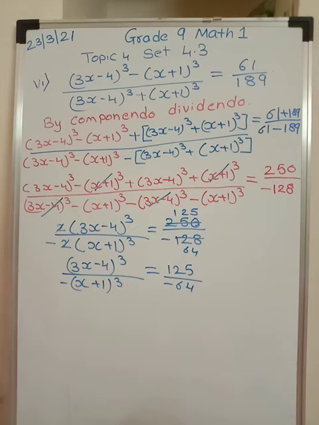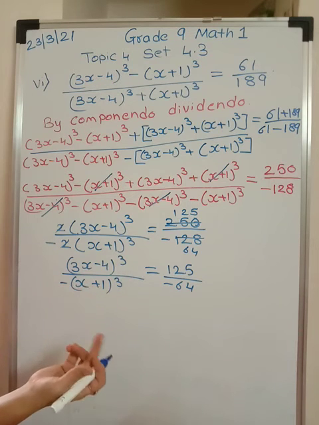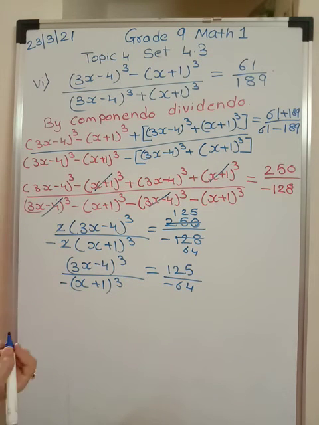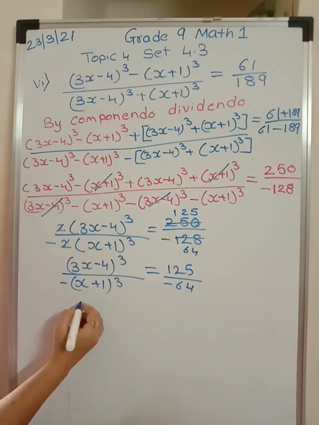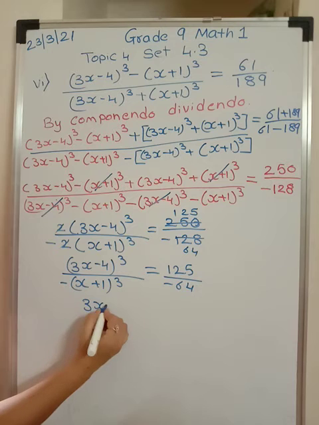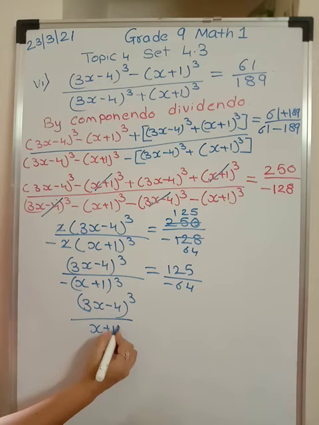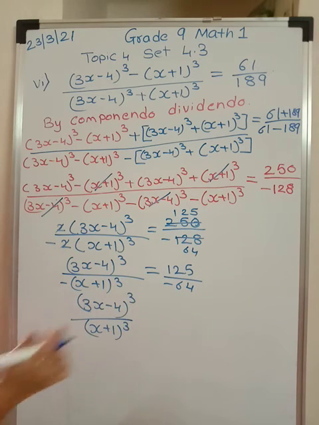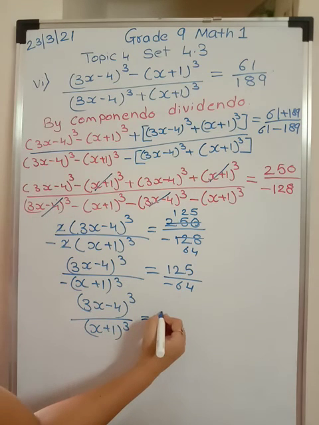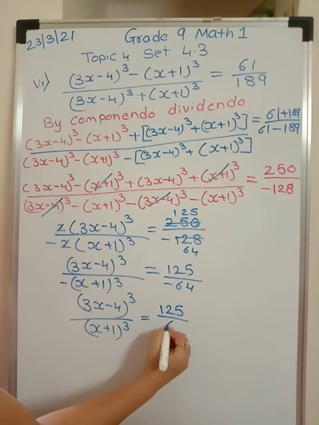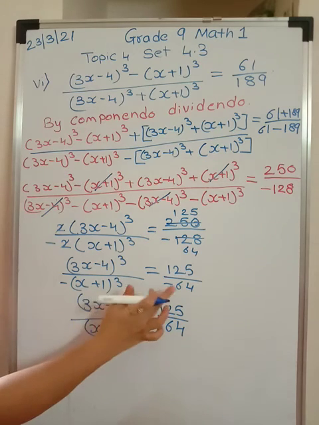Okay. Now I want to get rid of the cube, so I am going to take cube root. So what will I write? Now see, this minus sign and this minus sign will be cancelled. Are you understanding me? Okay. So I am going to write 3x minus 4 the whole cube upon x plus 1 the whole cube. Both sides have a minus sign, so we can cancel, which will be equal to 125 upon now only 64. Minus minus sign cancelled.